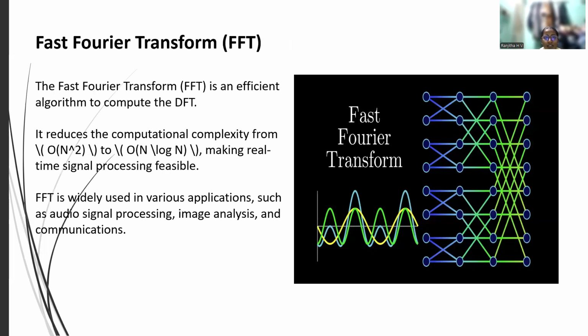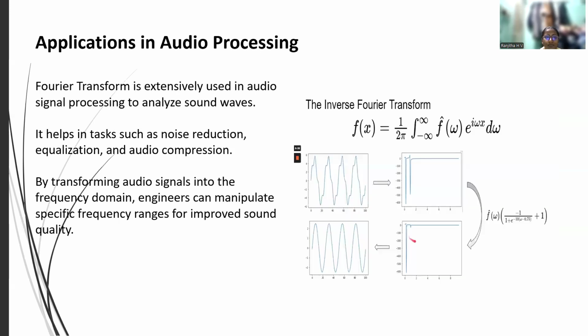The fast Fourier transform. The fast Fourier transform is an efficient algorithm to compute the DFT. It reduces the complexity, making real-time signal processing feasible. The FFT is widely used in various applications such as audio signal processing, image analysis, and communications.